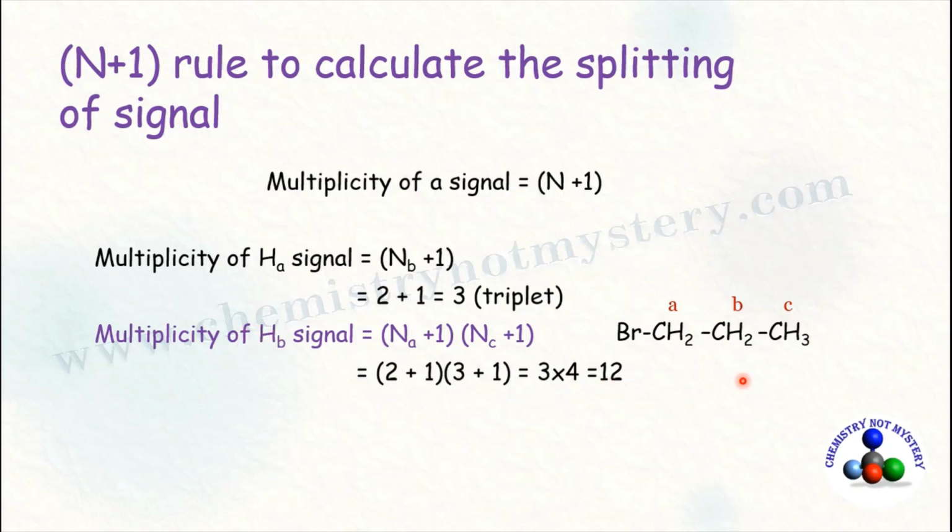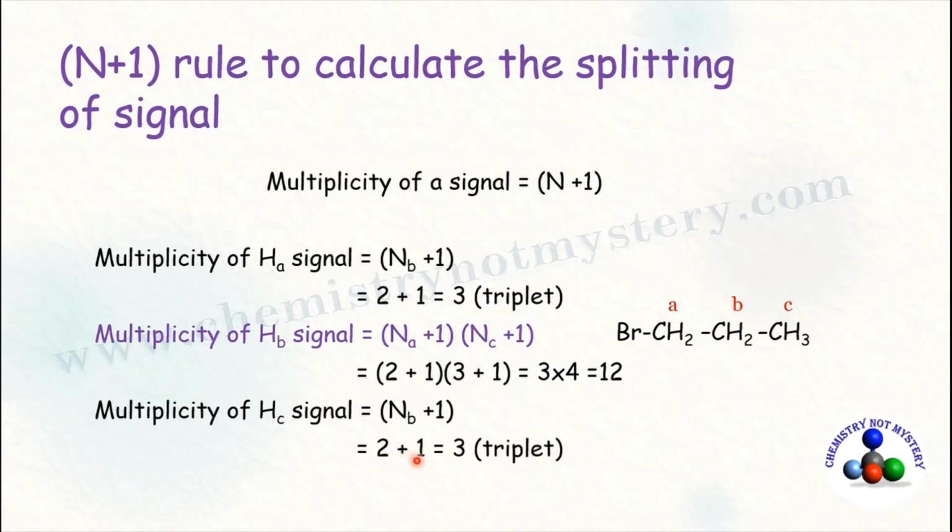Now calculate the multiplicity of C set of protons. For C set of protons, there are 2 B set of protons present on the neighboring carbon. So here you will get 2 plus 1 is equal to 3. So proton C will give a triplet in the NMR spectrum.